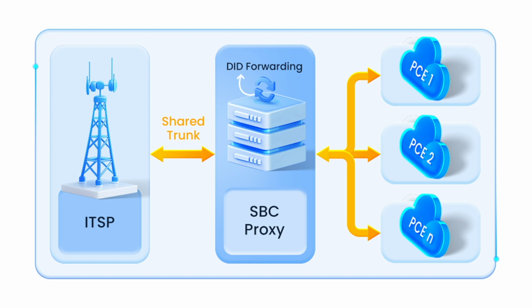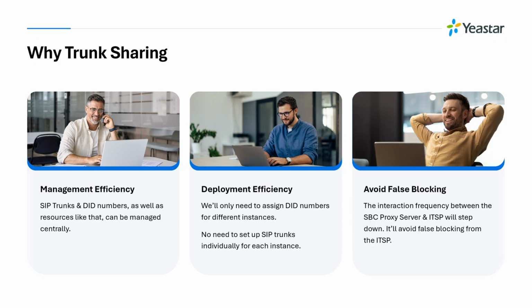Well, the new solution will make it much easier. We don't have to create so many SIP chunks there. This time, we will just need to jump into the YCM and create one SIP chunk between the SBC proxy and the ITSP. It will be much easier. In other words, for our instances, we don't have to give them so many SIP chunks. What we're going to do this time is just use DID forwarding. We'll just need to assign different DID numbers to all these instances.